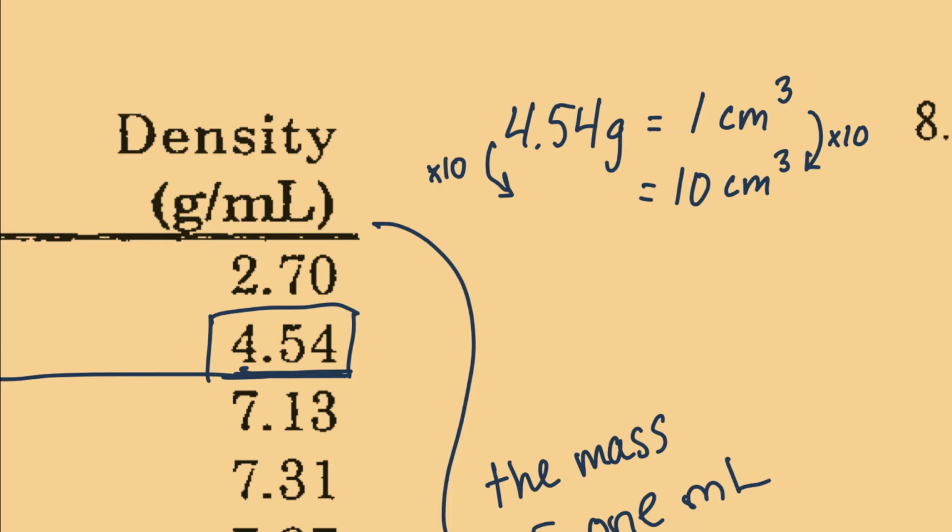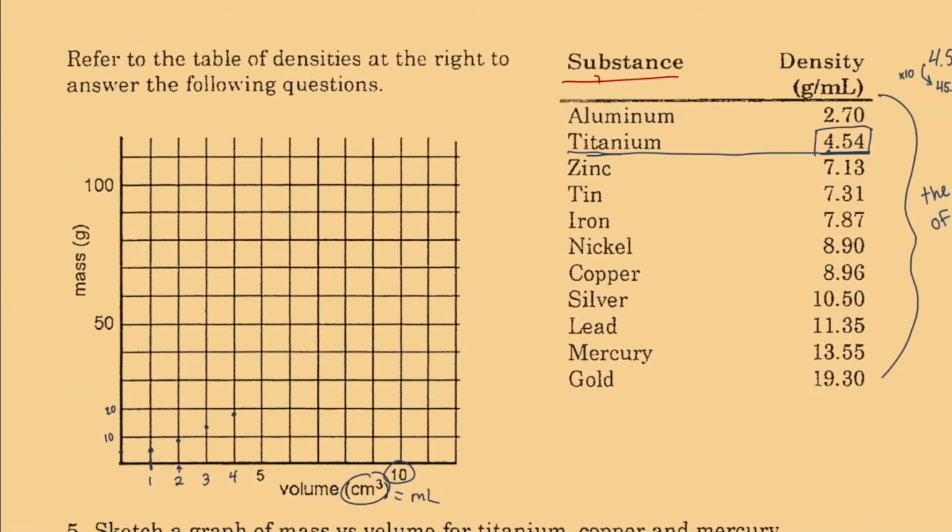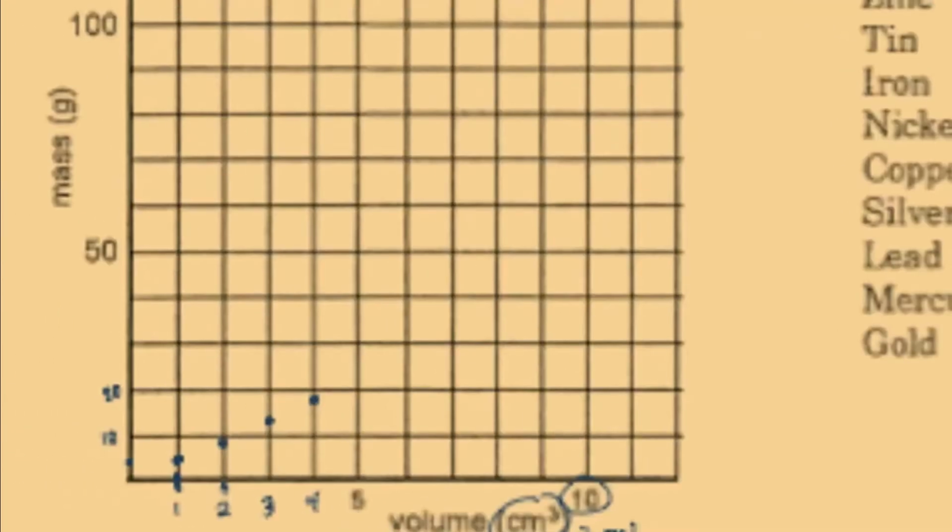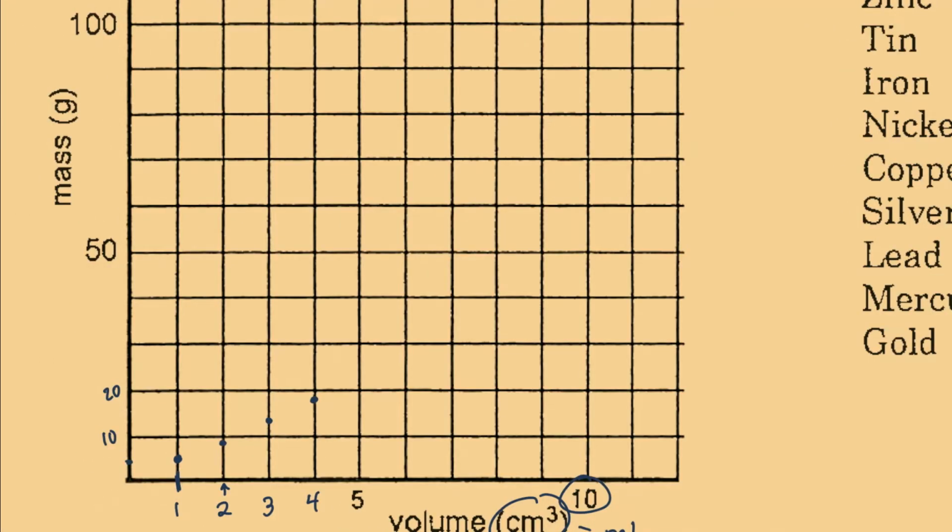So 4.54 times 10. You can get your calculator out if you don't trust me, but this one is 45.4 grams. It is the mass of 10 cubic centimeters. 45.4 grams. So I'm going to find that on my graph. Looks like it's going to be about right there. No, it's not. It's going to be a little bit above that, right there. So we'll put my point about right there. And yeah, it looks like I did a pretty good job. And let's go ahead and connect these dots.